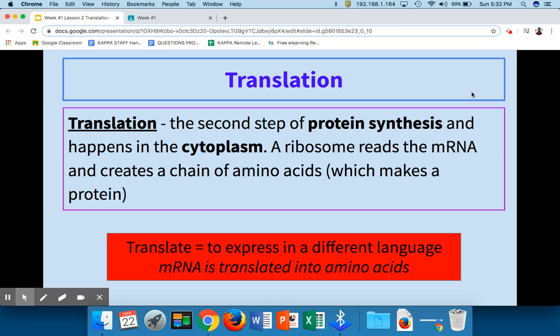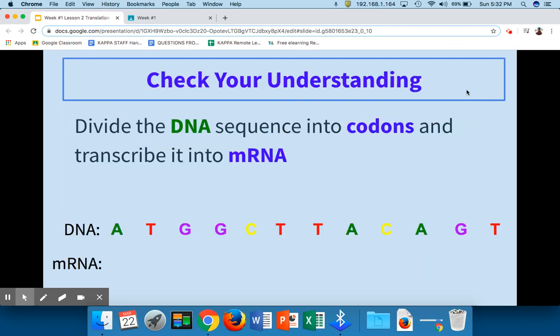If you think of the word translation, translate means to express in a different language. So in this process, mRNA is translated or turned into amino acids so that we can have our proteins.